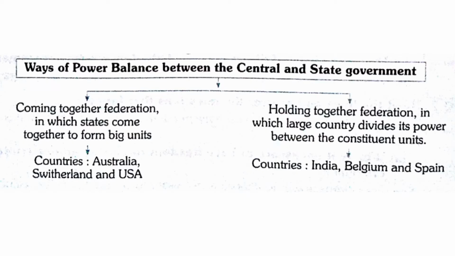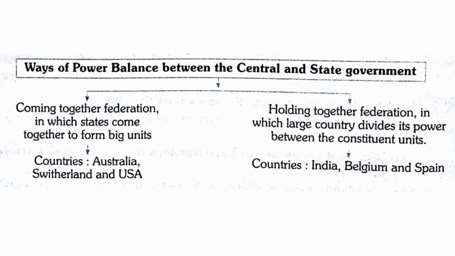The balance of power between the central and the state government varies from one federation to another. Now this balance depends mainly on the context in which the federation was formed. Now when you look at the display, you can see that there are two kinds of routes through which federations have been formed. The first route involves independent states which come on their own to form a bigger unit by pooling sovereignty or by retaining identity.